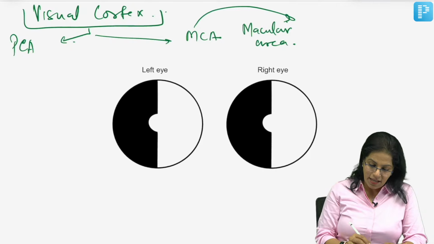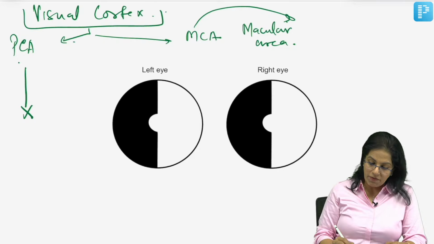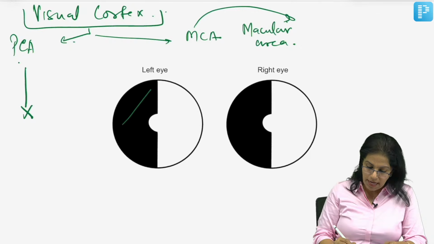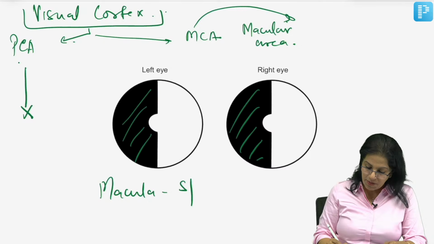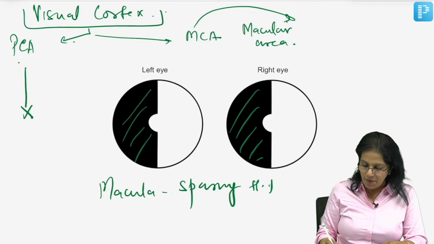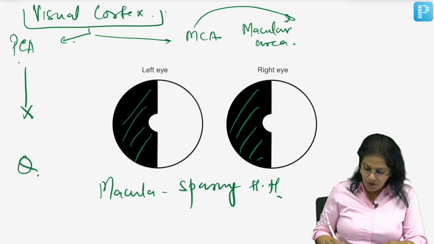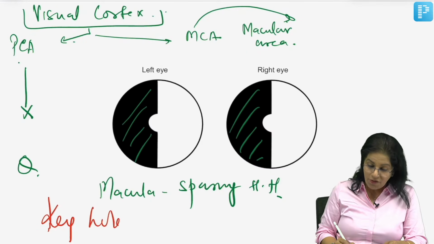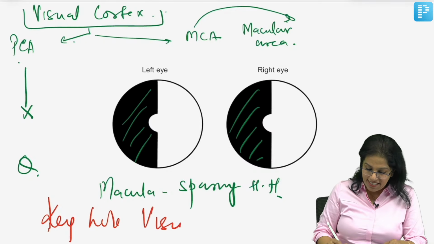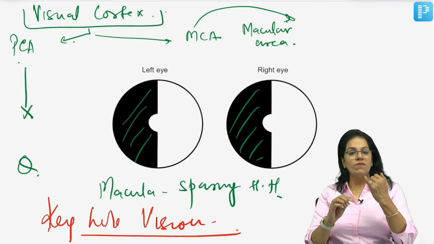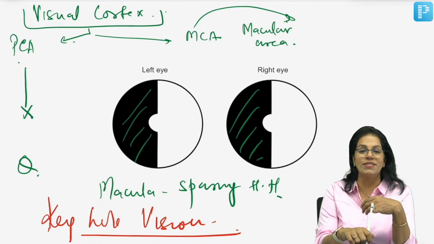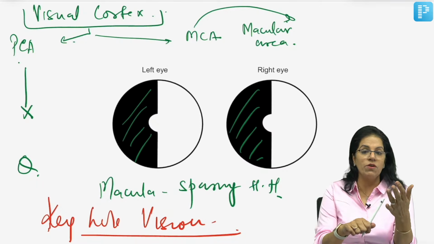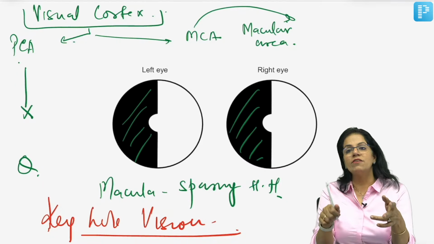This is the reason that when the posterior cerebral artery is blocked, the macula will be spared. Can you see the macula is spared and this black part is the one which is gone. So what is this called? Macula sparing homonymous hemianopia. We will remember this. This is also called, pay attention, keyhole vision. This time not a visual field defect, this is keyhole vision. Keyhole vision is a feature of occipital lobe lesion, visual cortex lesion, posterior cerebral artery occlusion. But keyhole visual field defect is a feature of lateral geniculate body lesion.